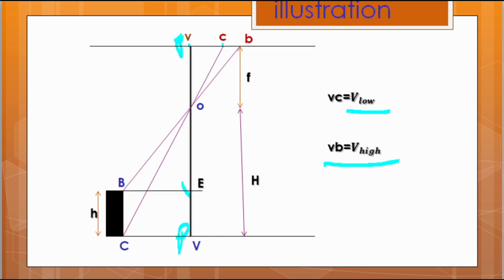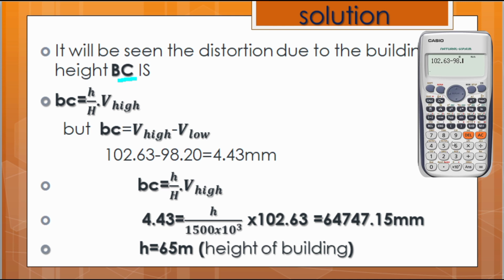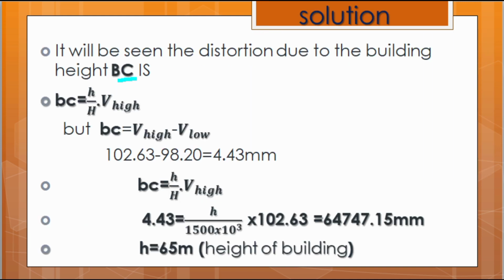But here you can remember I had a similar representation there. So the distance V to C is represented by the V low, and V to B is represented by the V high. So those are the data that we were given in our questions there. So BC is the difference between those two: the V high minus the V low that we were given in our question. So you remember all these data were from our question paper.